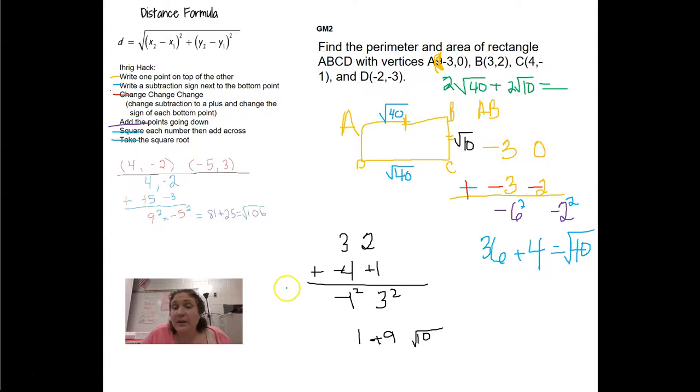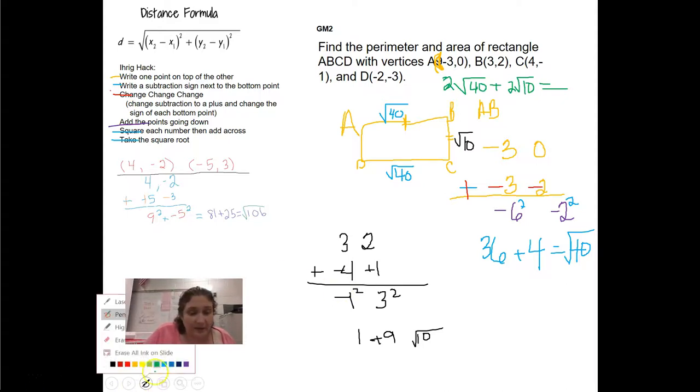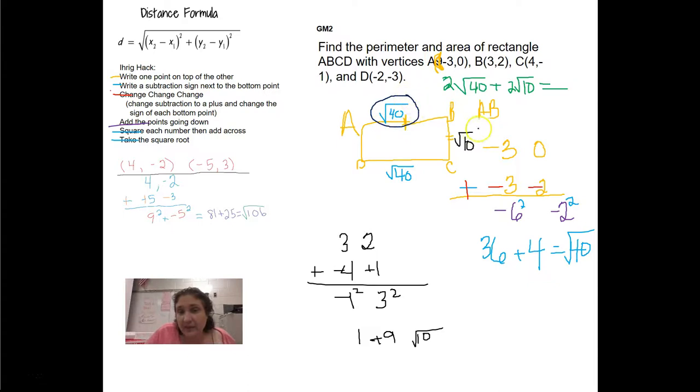For the area, though, you're going to multiply these two sides together. So basically, we're going to have the square root of 40 times the square root of 10. All we do is multiply 40 times 10, which is 400. And then to take the square root of 400, you're going to get 20.